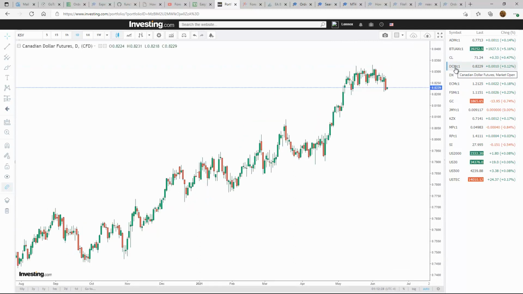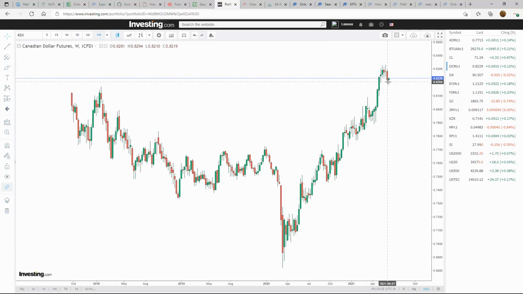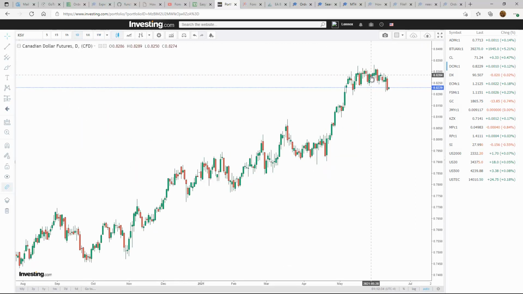Okay, now we look at the Canadian dollar. I'll go to the weekly. It's taken a little turn to the downside. You can see that right now, and so we could see further down moves in the Canadian dollar right there.